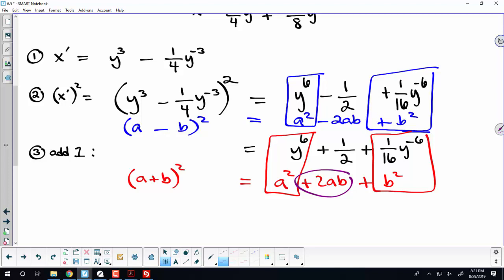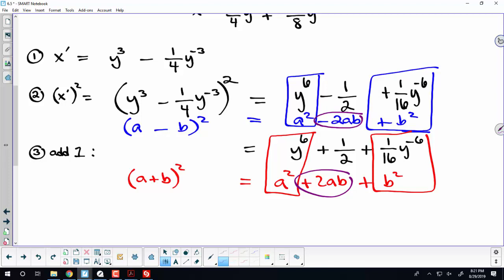How can I say that? The square of a difference versus the square of a sum is just in this middle term right here. 2ab and 2ab are the same number. They're just opposite in sign. That's really all you're looking for. Is that middle number the same as what it was, just opposite in sign?